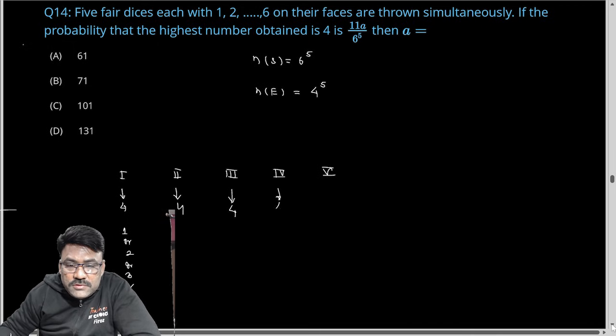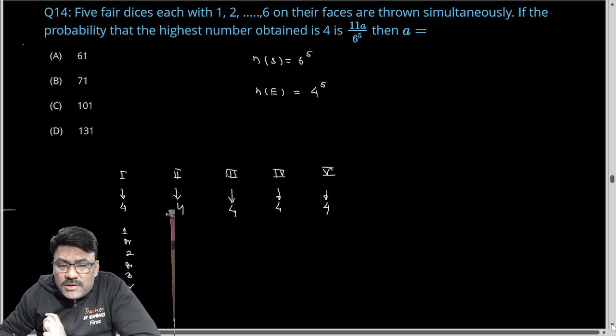Here you have 4 options. So 4 raised to 5. But actually, 4 option is what? You may get 1 or 2 or 3 or 4. So this also includes the possibility when you are not getting 4 on any of the 4 dice.